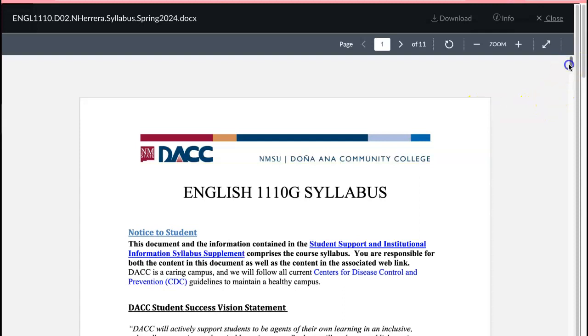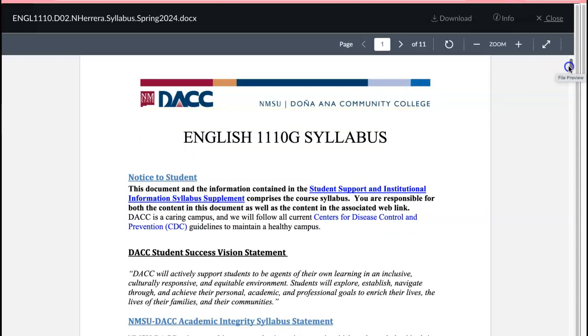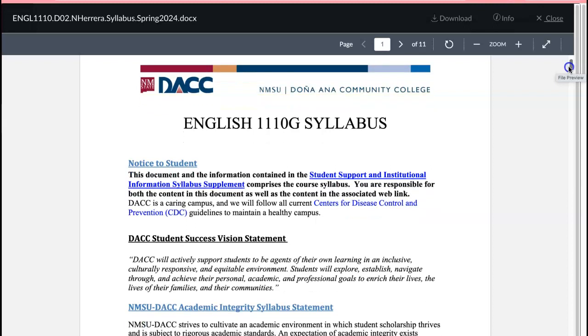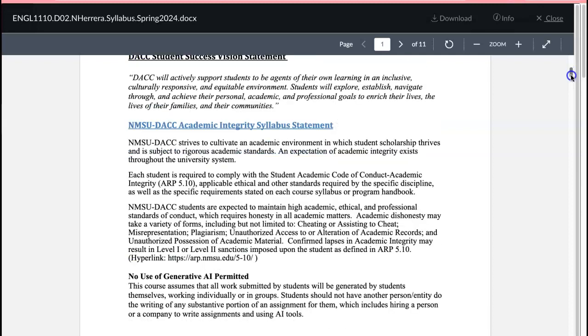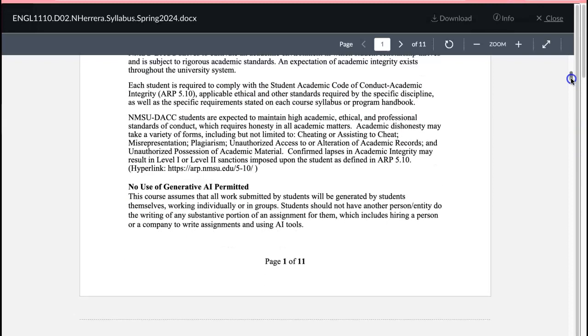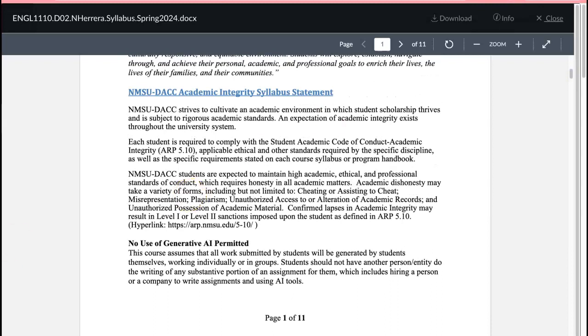So here we have the syllabus. I'm not going to go over all of it. However, I am going to point out some important information. You want to make sure that you review it yourself, because we are having a quiz over the syllabus. So you want to make sure that you are familiar with it.